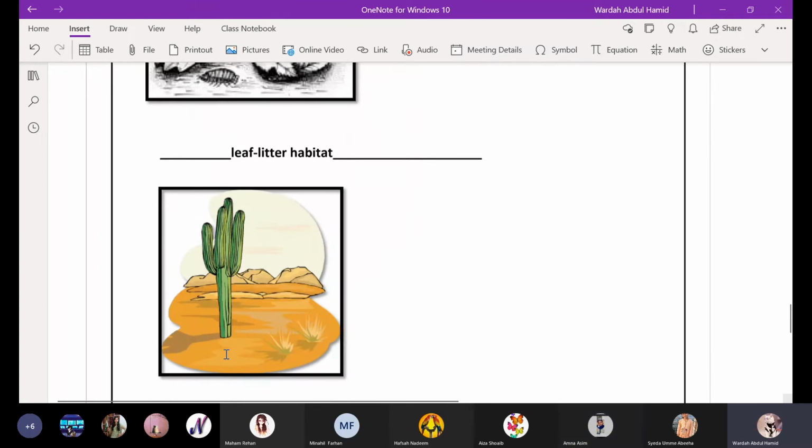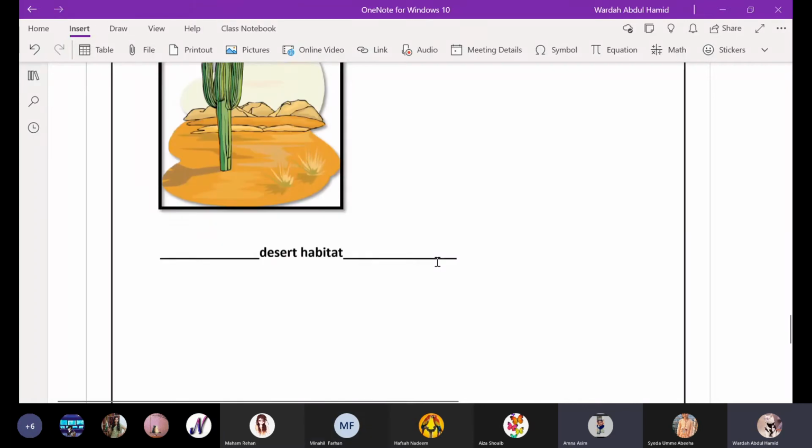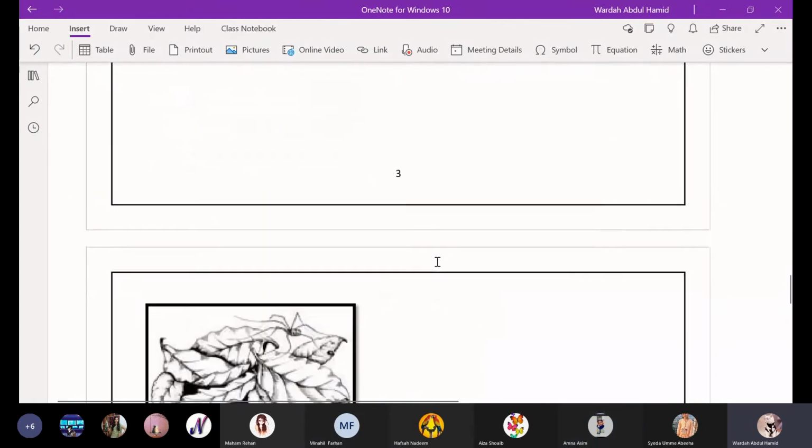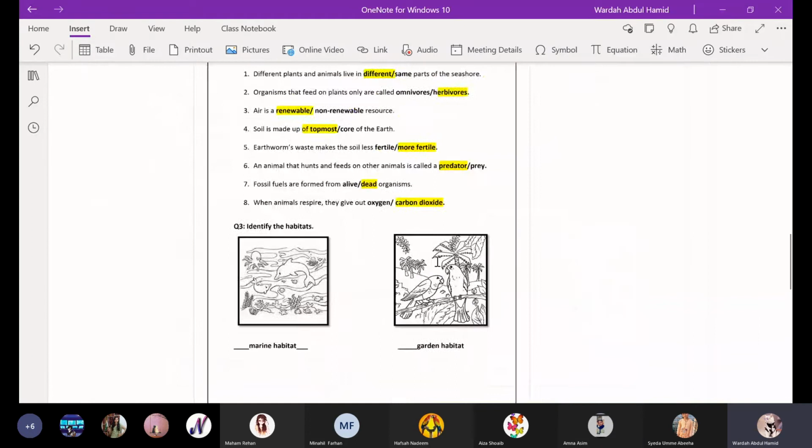Okay, what is the next habitat? Desert habitat. These habitats were too simple, but please do not make any mistakes, okay? Memorize all of these.